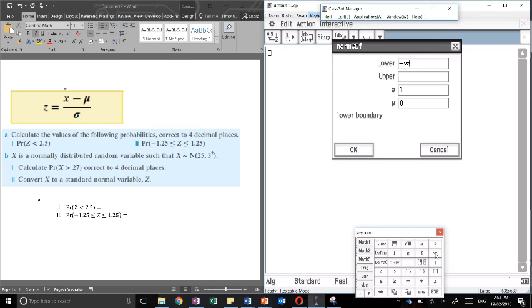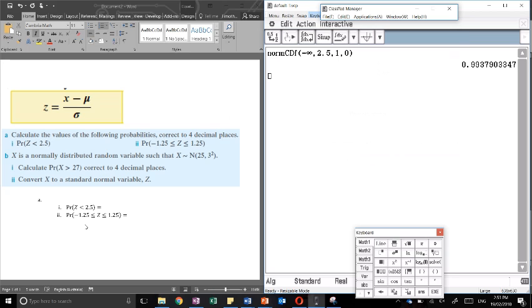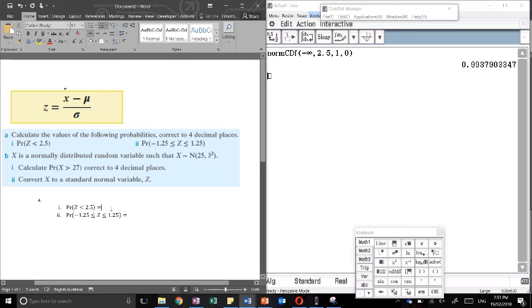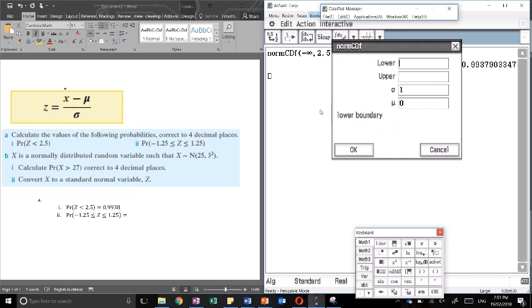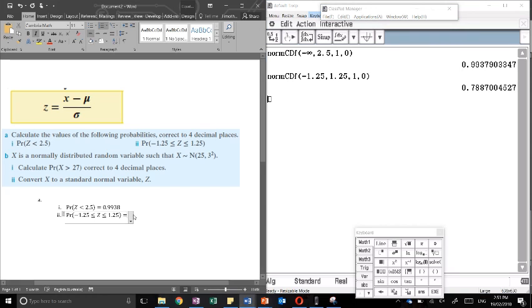So negative infinity, all the way up to the value 2.5. Our standard deviation is 1, and then our mean is 0. So then we get 0.0938. Alright, if we want it between two different values, same thing, Continuous, CDF, we want negative 1.25 and up to 0.25. So then we get 0.7887.